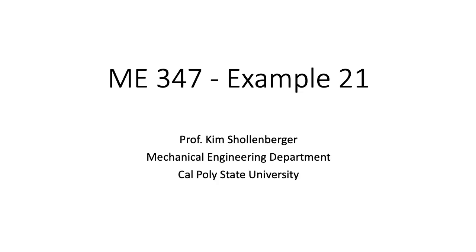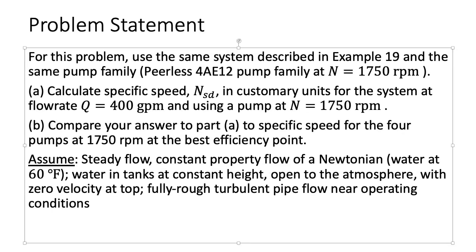ME347, Example 21. For this problem, use the same system described in Example 19 and the same pump family, which is the Peerless 4AE12 pump family operating at 1750 revolutions per minute. For Part A, calculate the specific speed in customary units for the system operating at a flow rate of 400 gallons per minute and using a pump operating at a speed of 1750 revolutions per minute.